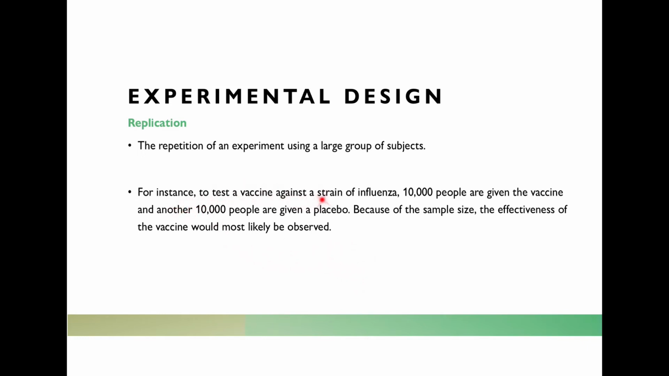To test a vaccine against a strain of influenza, 10,000 people are given the vaccine and another 10,000 are given a placebo. Because of the sample size, the effectiveness of the vaccine would most likely be observed. So then, again, very large groups of people. We want to make sure that this vaccine that we're testing is effective. We can't just say it's effective, right? In science, we have to show it's effective.